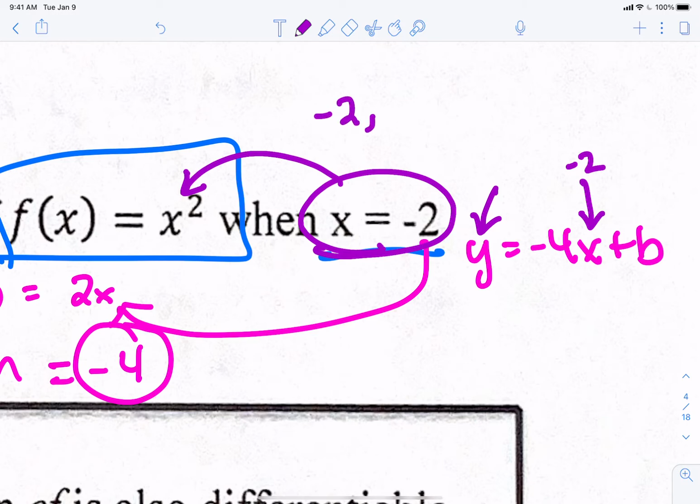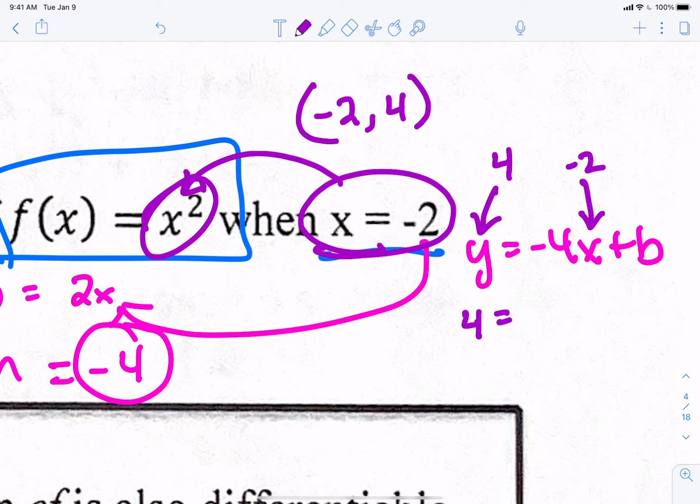This is the point -2, comma, 4. If I plug it into the original, x squared, it is actually the point -2, comma, 4, right? So I'm going to plug 4 in for y and -2 in for x. So that one was a little bit of a trick that they usually give to us, but we had to actually find it this time. We had to work for it a little bit.